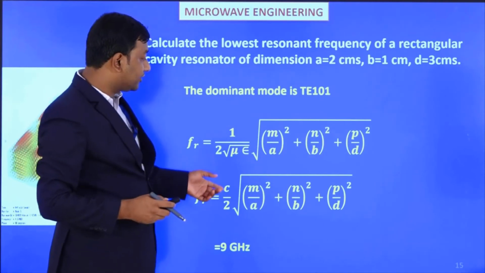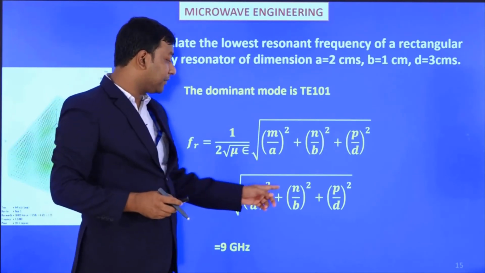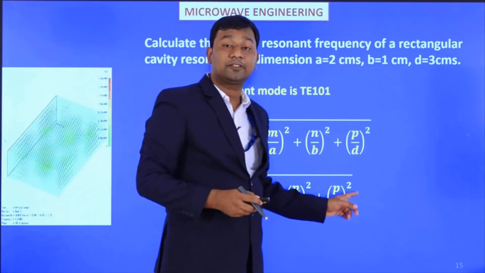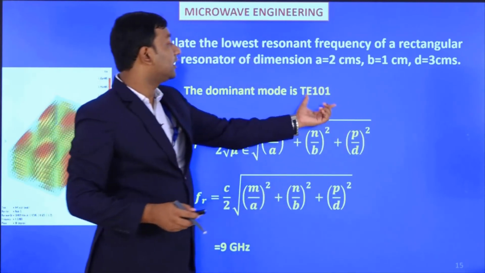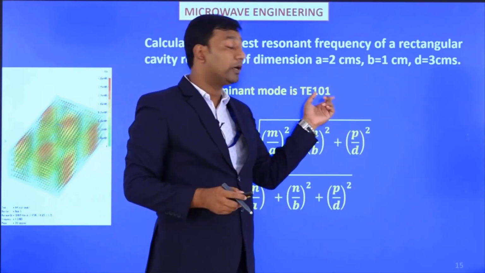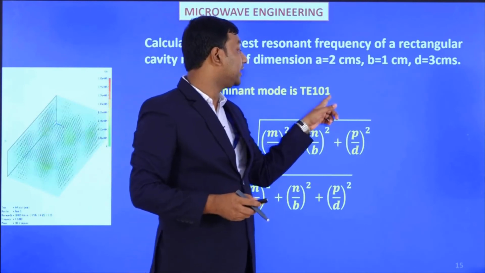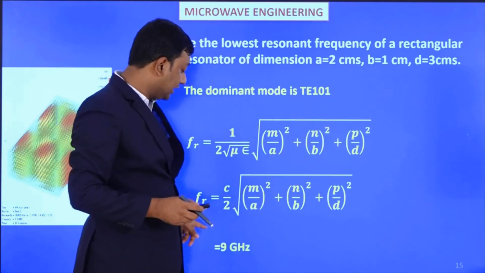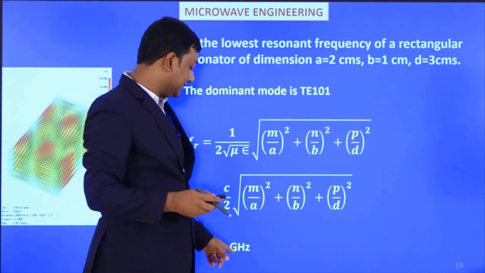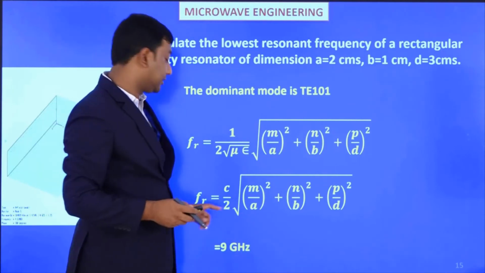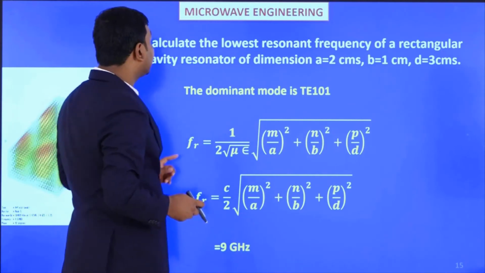So we can write down the equation like that: c by 2 root over (m by a)² plus (n by b)² plus (p by d)². For the particular dominant mode we know, TE101, so m equal to 1, n equal to 0 and p equal to 1. If you place these values, we will get the resonating frequency, that is 9 gigahertz. Okay. Now we will solve another problem.